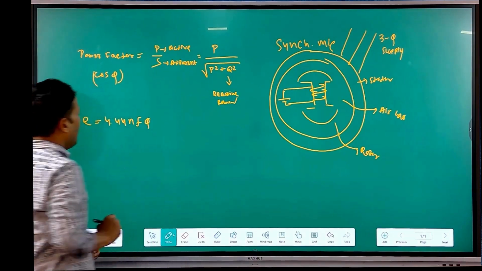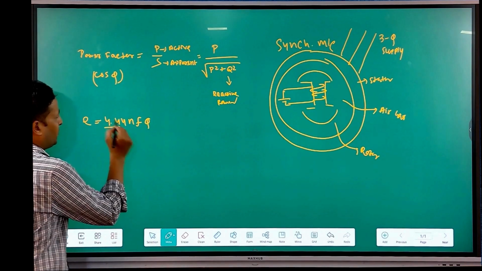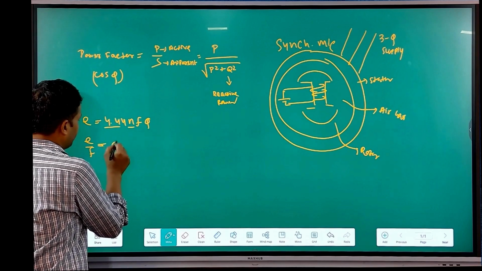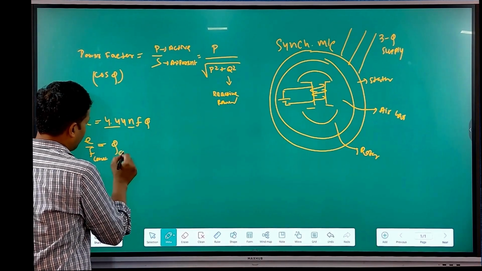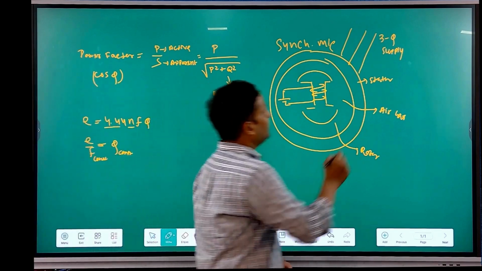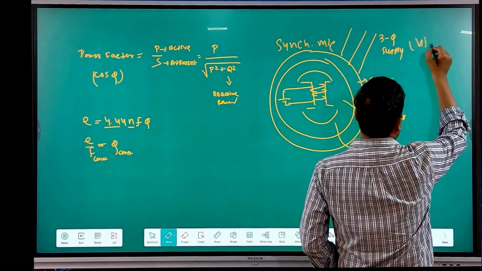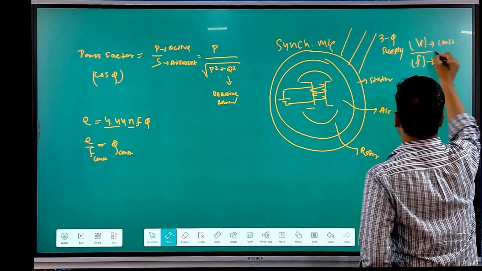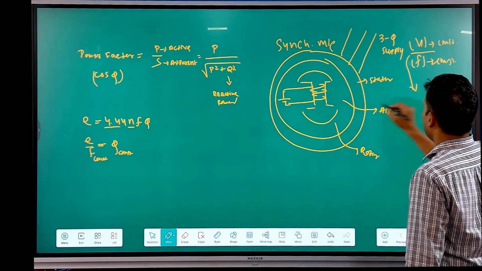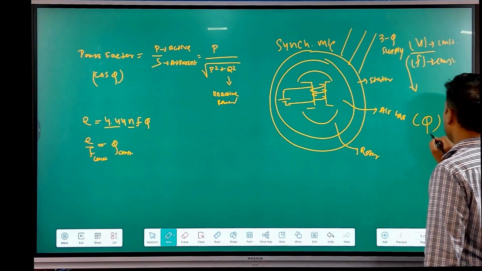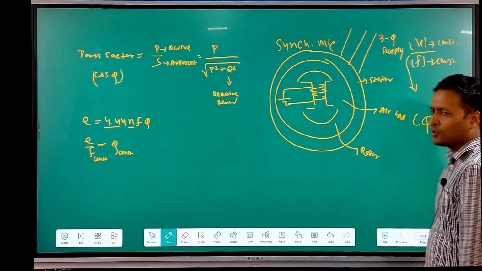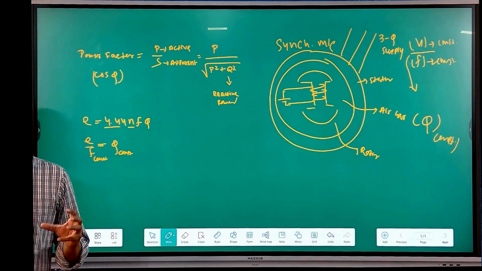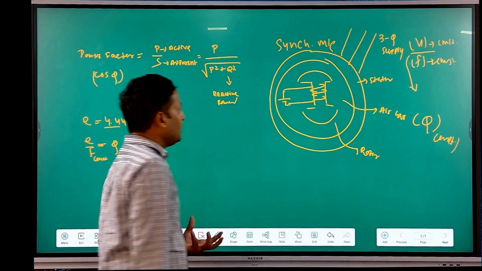So, 4.44 is constant, and N, the number of turns, is constant. If E by F is constant, that means phi is constant. In our balanced supply system, the voltage magnitude is constant and the frequency is also constant. So, if V by F is constant, the flux in the air gap will also be constant. That means for a constant voltage magnitude and frequency, the amount of flux in the air gap will be constant.